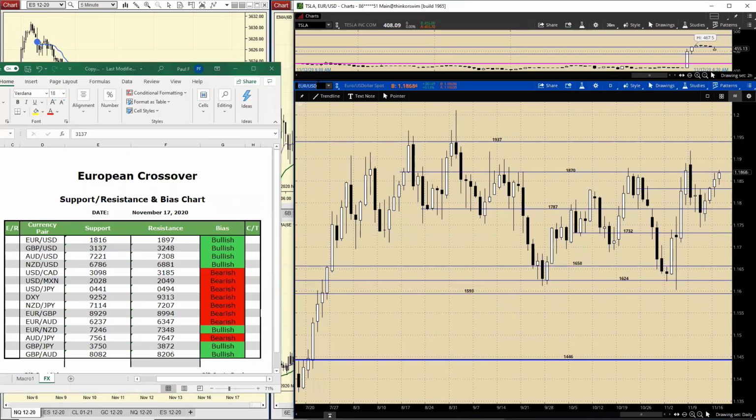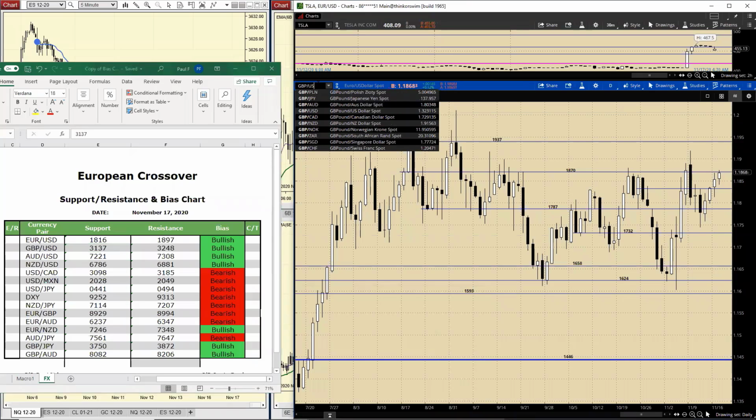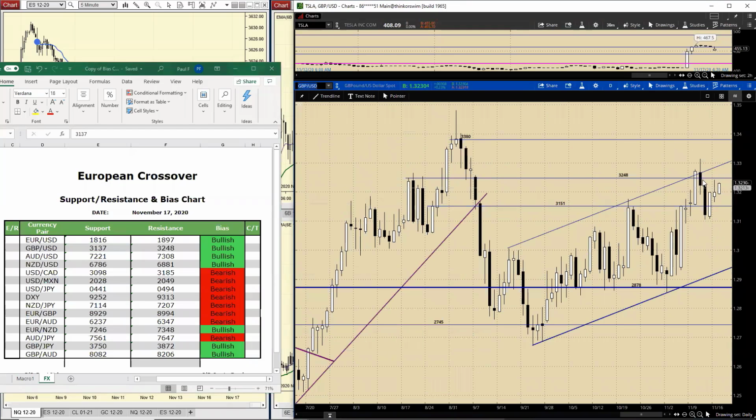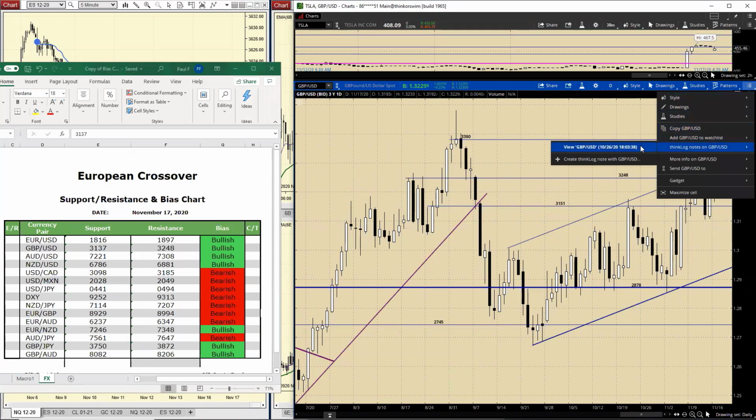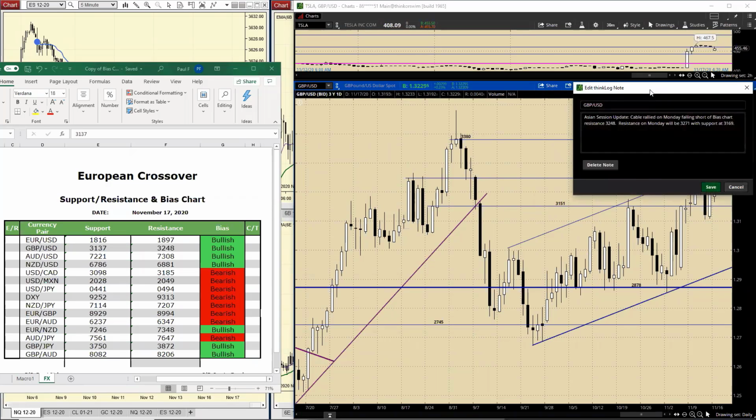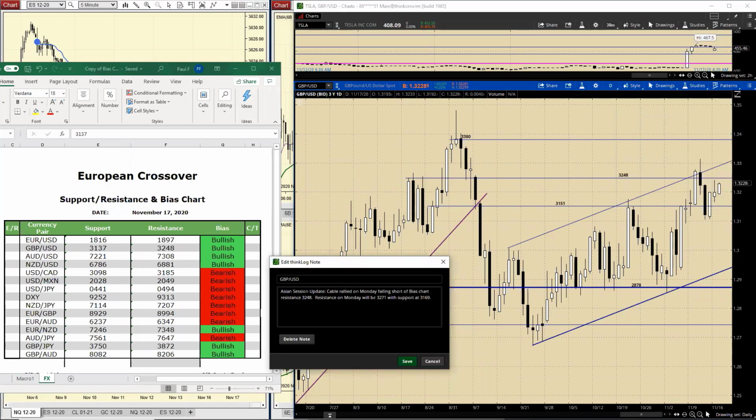Onto the cable. So cable rallied on Monday, falling short of bias chart resistance of 32.48. You can see that. Resistance on Monday will be 32.71 with support at 31.69. So I think the door's open for them to push a little bit higher. Maybe we goose some stops. Whether we can get above it is another story, but that'll be resistance for today.